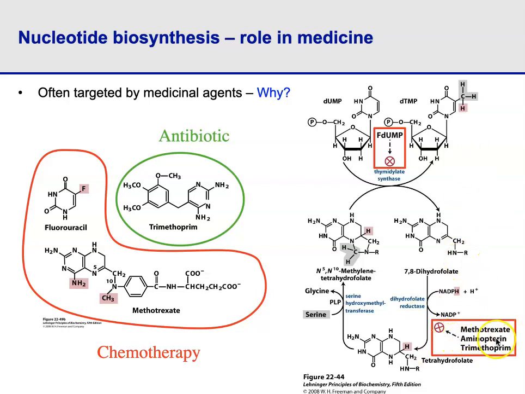Other examples are methotrexate, aminopterin, and trimethoprim. These are all various medicinal agents that inhibit the pathway that regenerates methylene tetrahydrofolate from dihydrofolate. Specifically, for example, trimethoprim binds the bacterial dihydrofolate reductase 100,000 times better than the mammalian one.